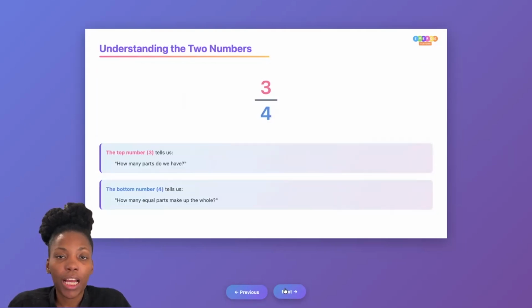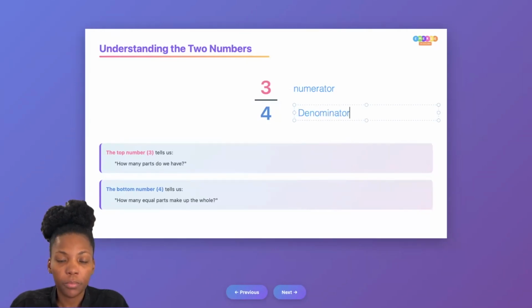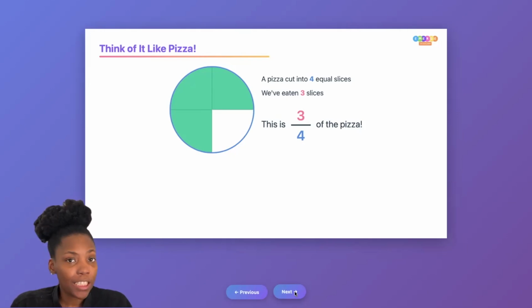So let's have a look at the two numbers that make up a fraction. When we look at fractions, the top number is called our numerator. This tells us how many parts we have. Our bottom number is called the denominator. This tells us how many equal parts make up a whole. Think of it like a pizza. A pizza cut into 4 equal slices, and we've eaten 3. This is 3/4 of a pizza.